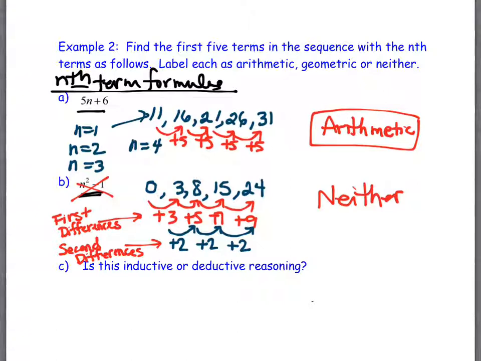Now, this question, part C, inductive or deductive? This is deductive. Why? Yeah. You're starting out with an equation or a formula, a general rule, and you're finding specific examples for something. Right? Yeah.